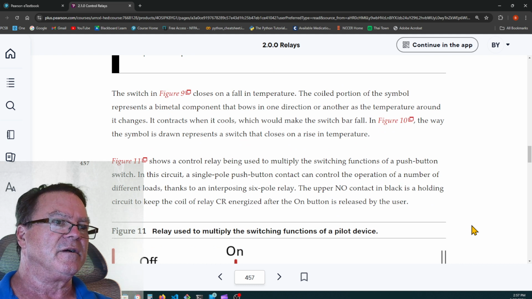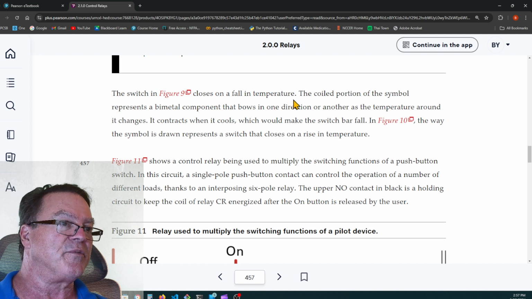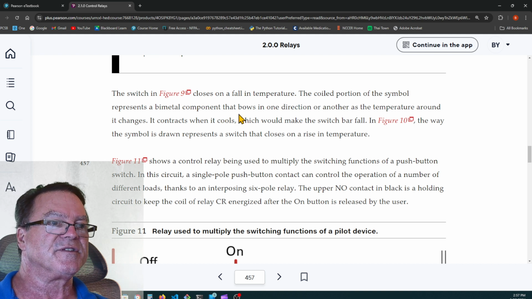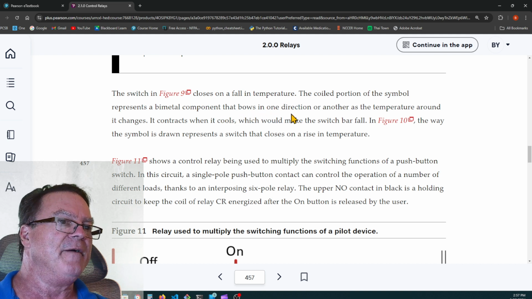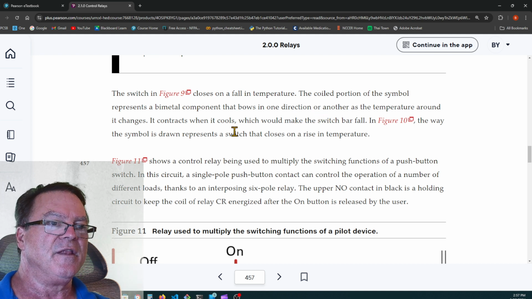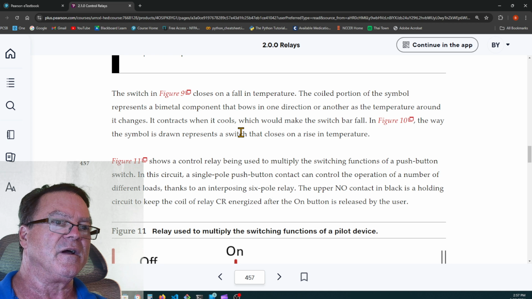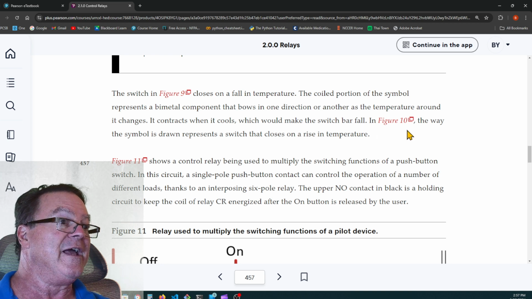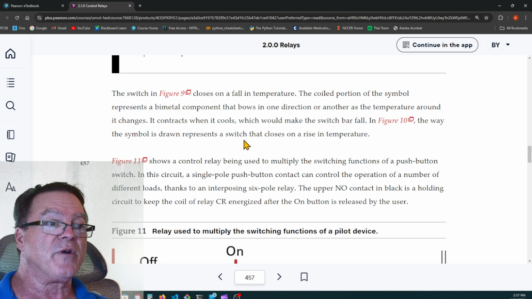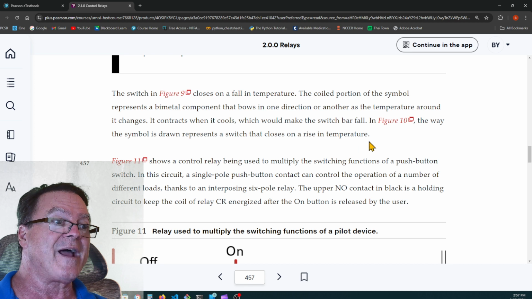The switch in figure 9 closes on a fall in temperature. The coiled portion of the symbol represents the bimetal component that bows in one direction or another as the temperature around it changes. It contracts when it's cooled, which would make a good switch bar fall. In figure 10, the way the symbol is drawn represents a switch that closes on a rise in temperature.